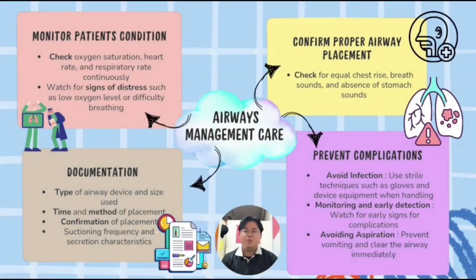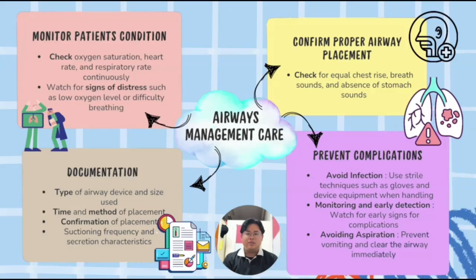There are 4 things in airway management care. The first one is to monitor the patient's condition. We need to check the oxygen saturation, heart rate, and respiratory rate continuously. We also need to watch for signs of distress such as low oxygen level or difficulty breathing. Next, confirm proper airway placement. We need to check for equal chest rise, breath sounds, and absence of stomach sounds.